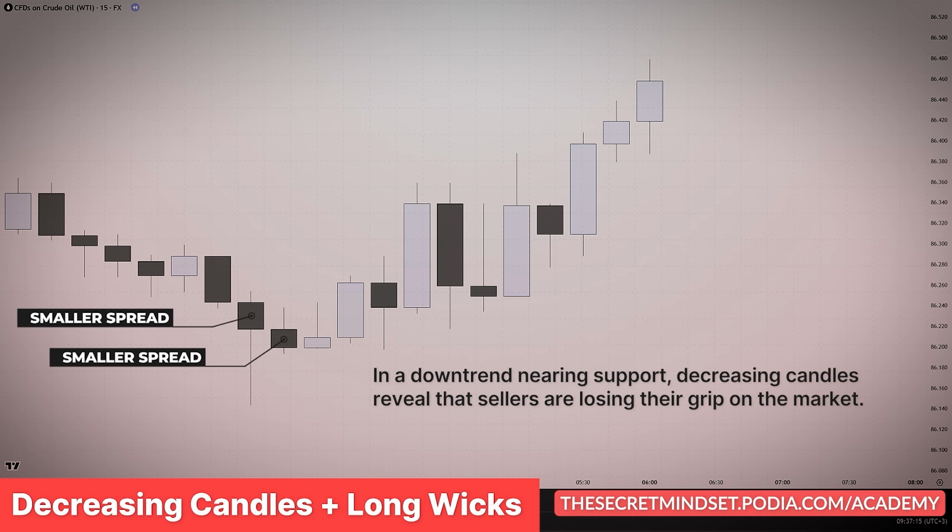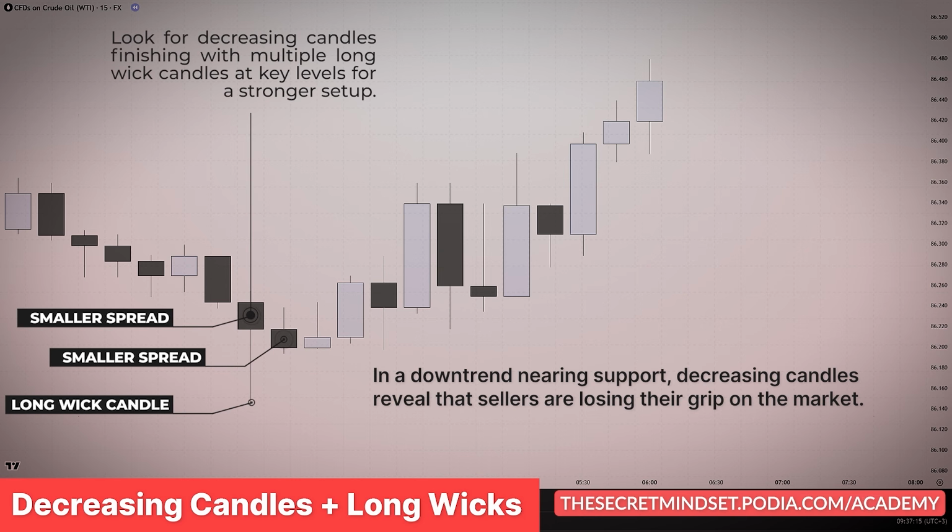To increase the quality of your trade setup, look for decreasing candles that finish with multiple long wick candles at the key level. This combination suggests a strong loss of momentum.